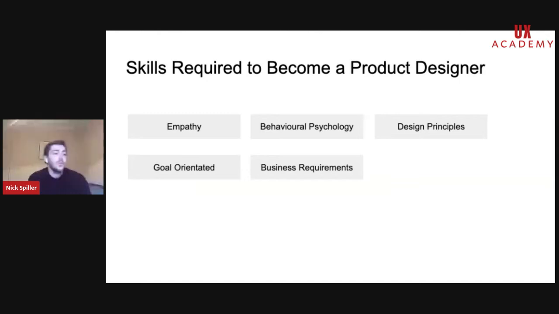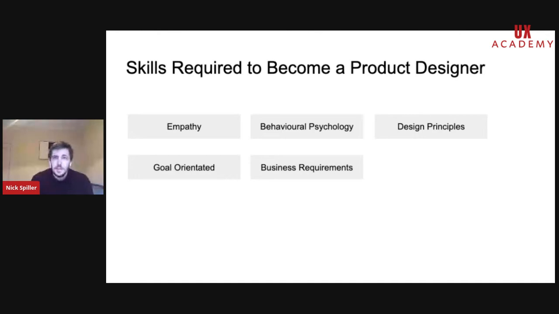I'll continue. So one of the most important skills for a designer is empathy. To do this, you really get into the mindset of the customer or the user that you're designing for. And this is why empathy is one of the biggest skills for a product designer to have. You really need to put yourself in their shoes to understand and solve their frustrations.